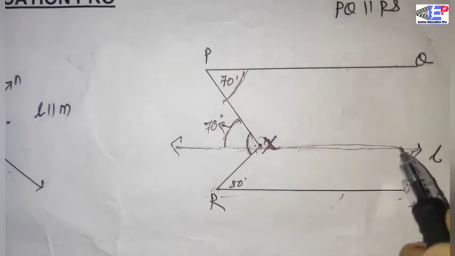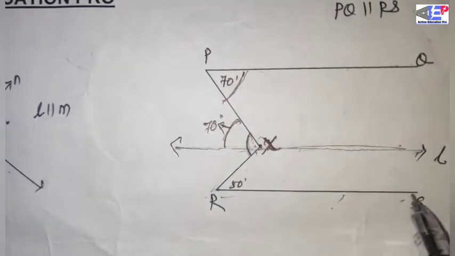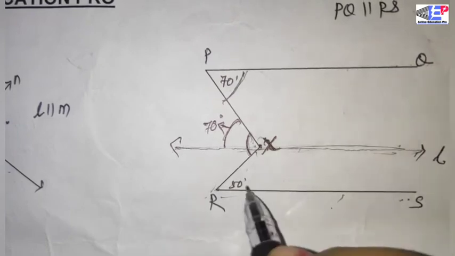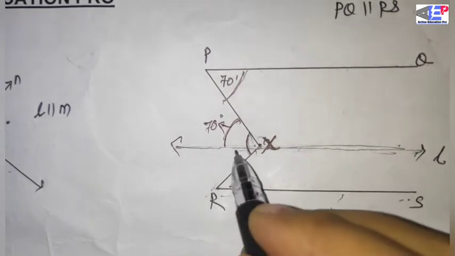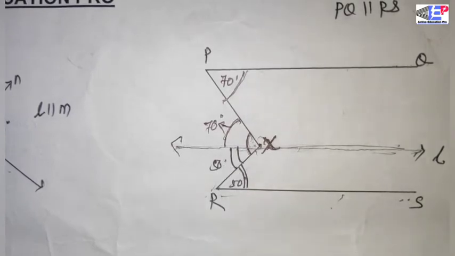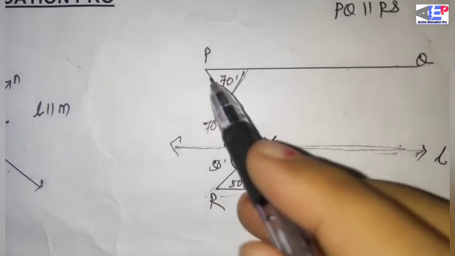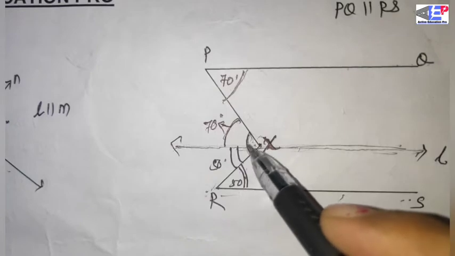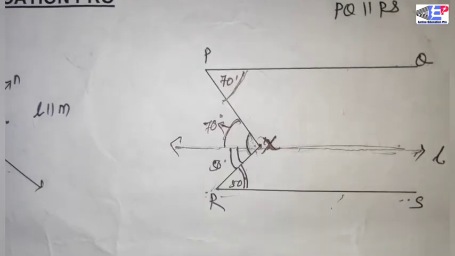Similarly, now line L is parallel to line segment RS. So this 50 will be equal to this angle. This will be 50 because it is also a pair of alternate interior angles. So the question for us is to find PXR. Now we find the PXR angle as the sum of the two angles.